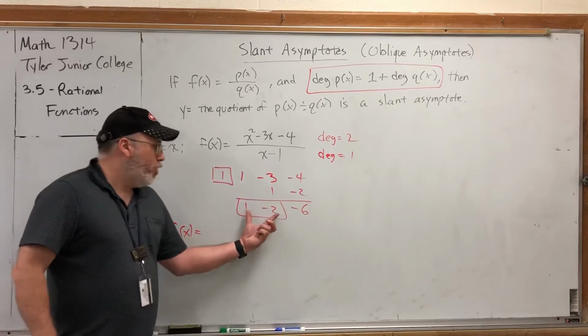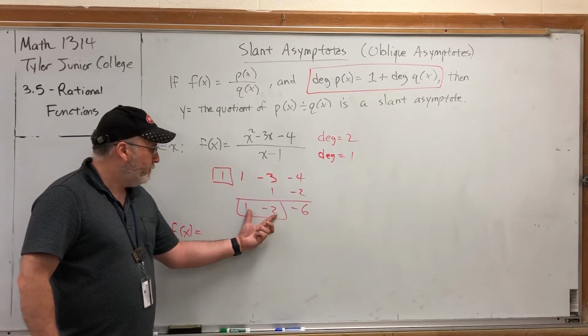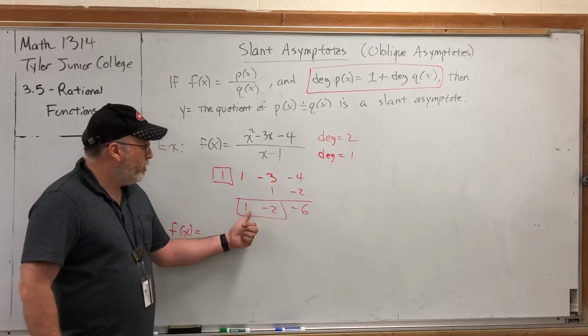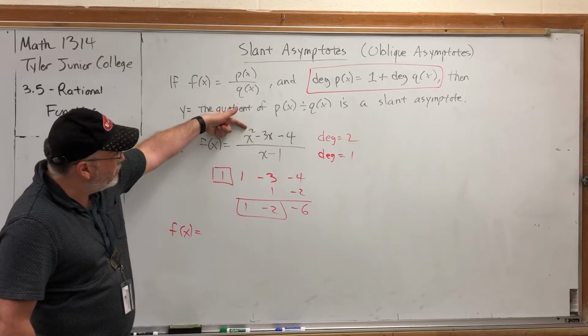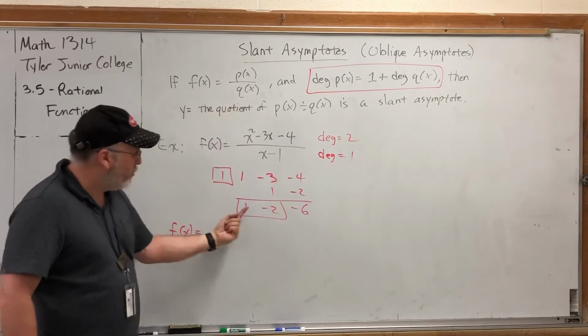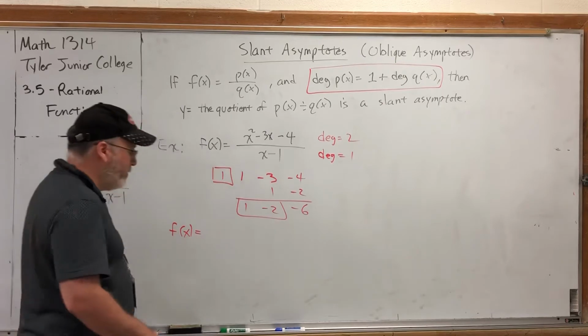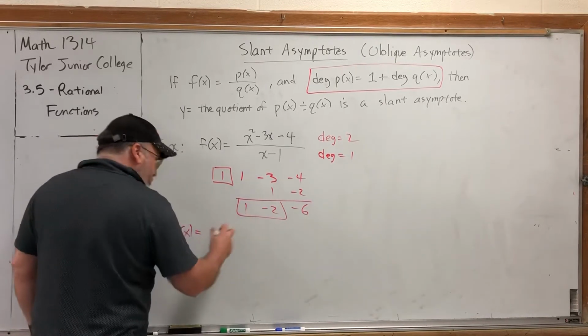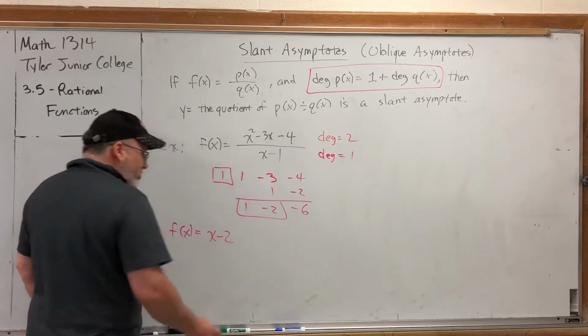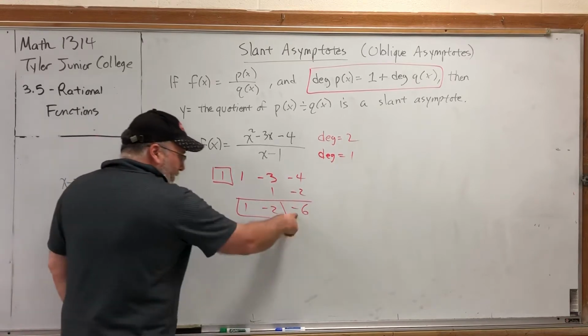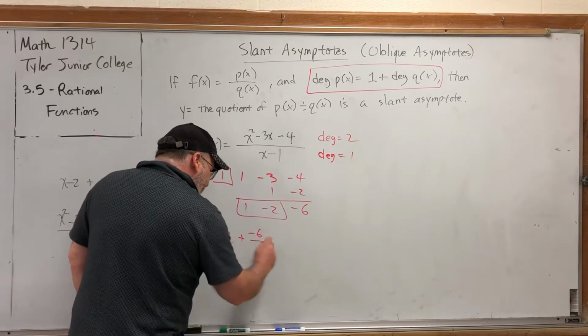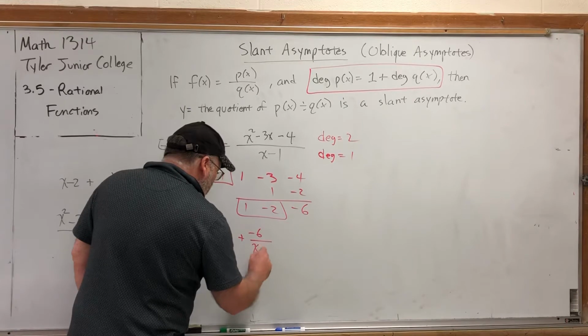So this means that our division problem is equal to the following. The bottom row are the coefficients of the quotient, but it starts 1 degree lower. Since the dividend was a second degree polynomial, the quotient is a first degree polynomial. So this starts with x to the first: 1x to the first minus 2. And then the last number is your remainder, plus -6 over x minus 1.